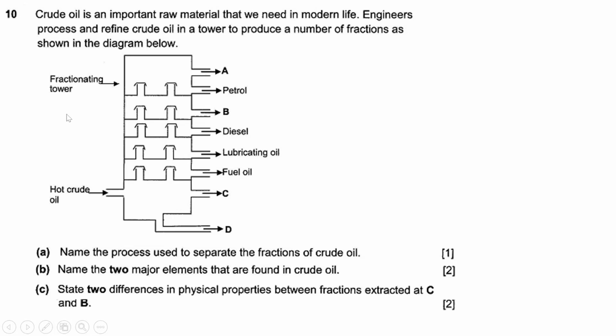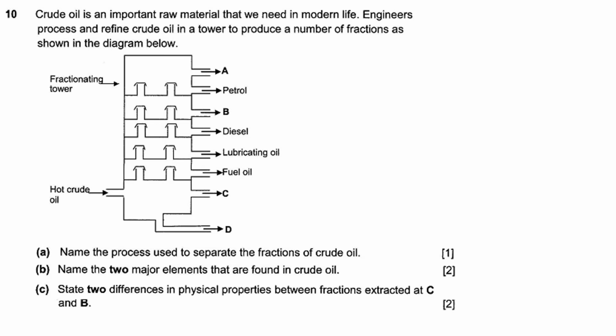Then we have different fractions that are being separated from hot crude oil. Then out of here, we have fraction A. Then we have petrol. Then we have fraction B, diesel, lubricating oil, fuel oil, fraction C, and then fraction D. Then A, the question reads, name the process used to separate the fractions of crude oil.